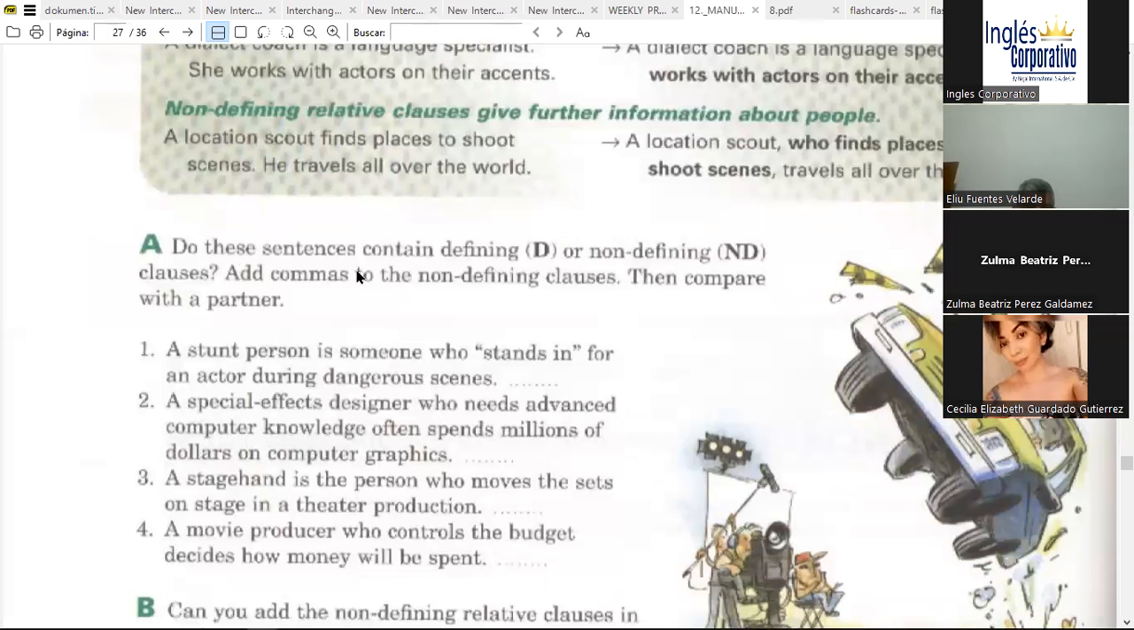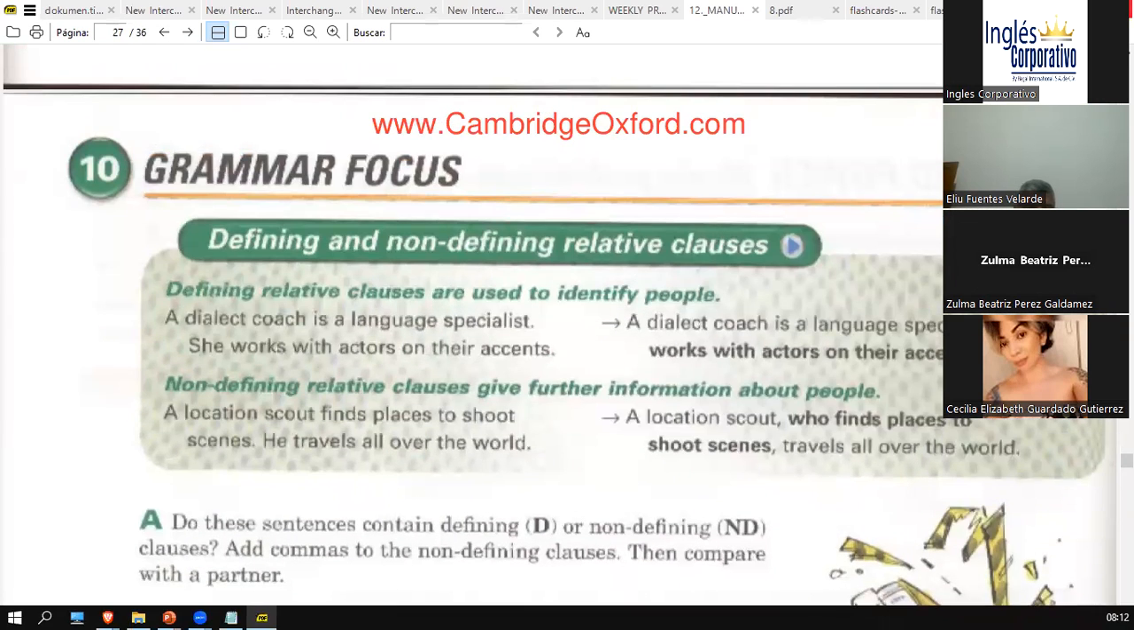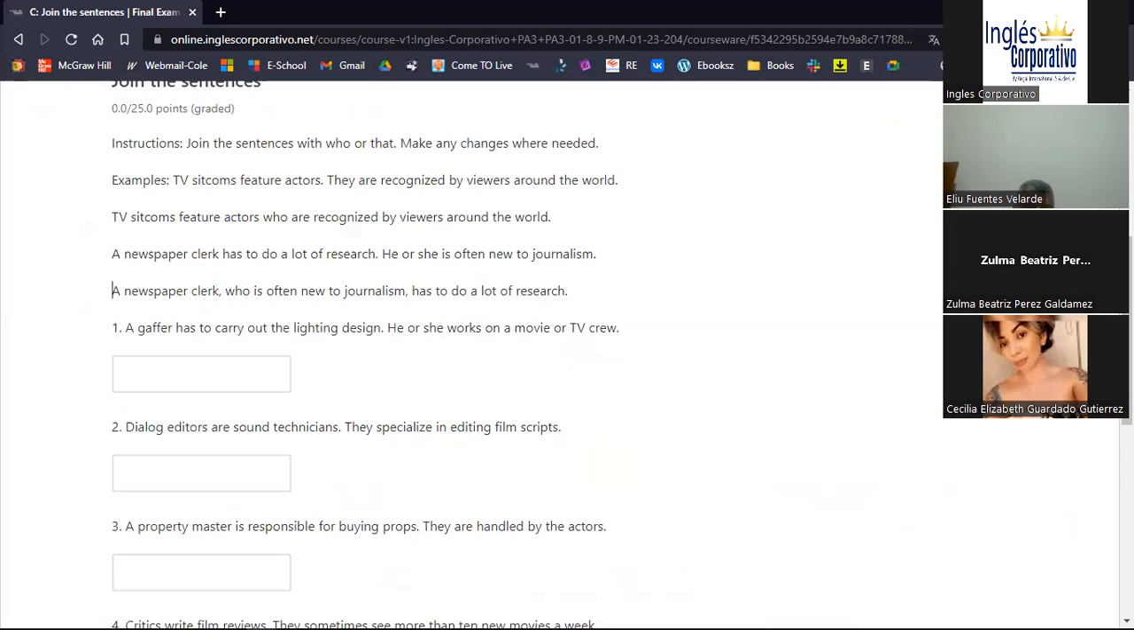So in this case, it says, do these sentences contain defining, so D, or non-defining, and ND clauses? Add commas to the non-defining clauses, then compare with a partner. So I think it's part of what you were doing here. So those are the two types of clauses that we're doing, okay? Now, in the first one, we have: a gaffer has to carry out the lighting design. He or she works on a movie or TV crew, okay? So what do you think is the type of clause that we need here? How can we begin? Any idea, guys? Any idea?